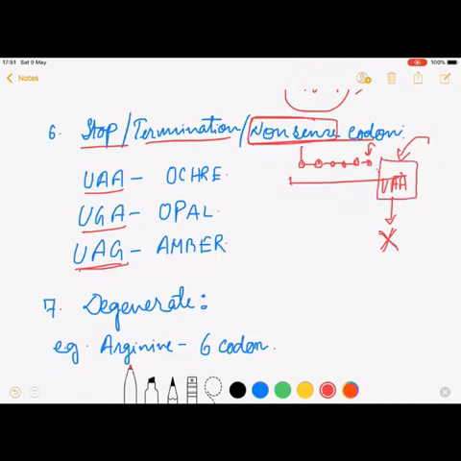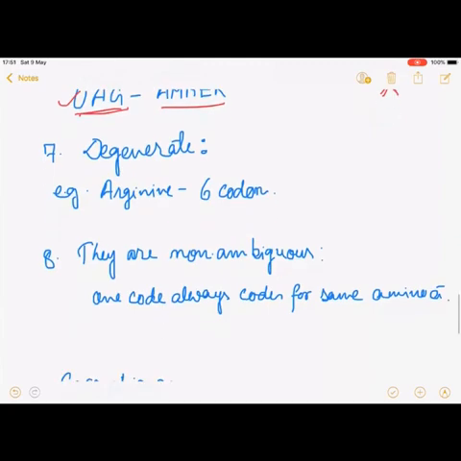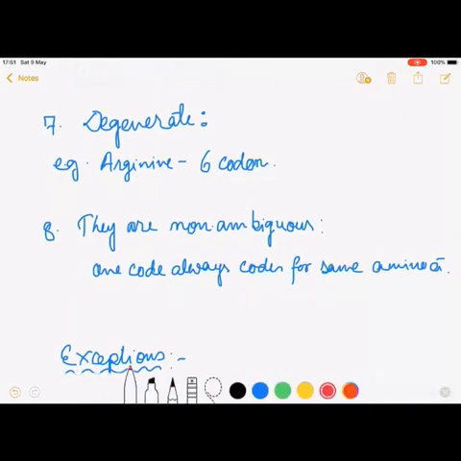So these are the stop codons. They are UAA, UGA and UAG. They have some names: ochre, opal and amber. You should know it. Next is, genetic codes are degenerate.